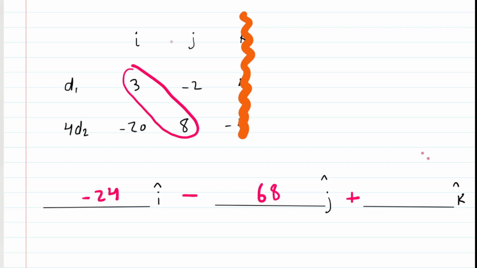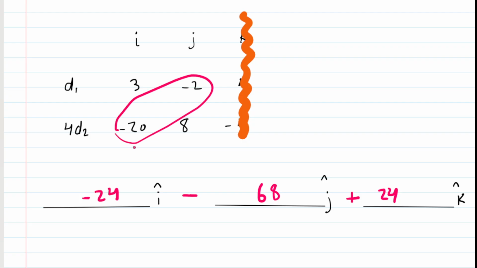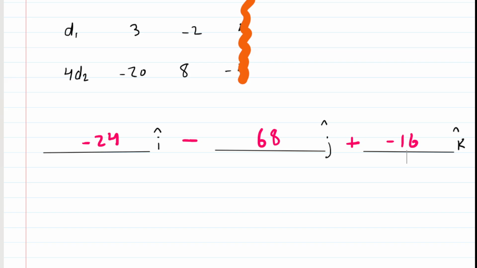So 3 times 8, 24. Let's cross multiply in the other direction. Negative 20 times negative 2 is 40. And then you'll subtract those two outcomes. So 24 minus 40 is negative 16. There we have it. Now let's just kind of collect our thoughts here. What is this again? Well, this is that cross product. So we'll write it down.